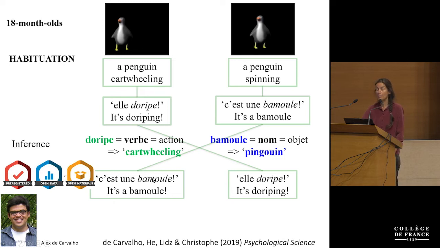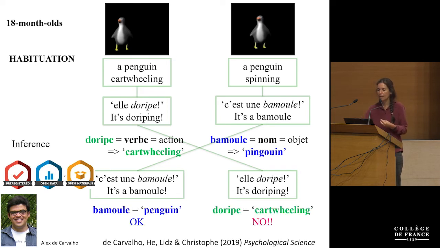and if bamoule means penguin, then this should be perfectly okay, right? It's still a penguin here. And for this one, we're now saying on the spinning penguin, "Oh, look, it's doriping." And if dorip indeed means cartwheeling, then they should be surprised because that penguin is not doing something different, okay? It's not cartwheeling. So we expect them to not be surprised here, not look particularly long, and be surprised here, look longer.